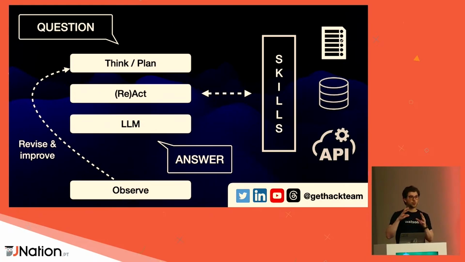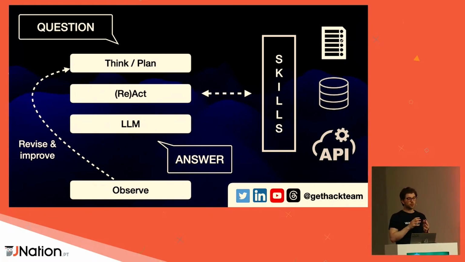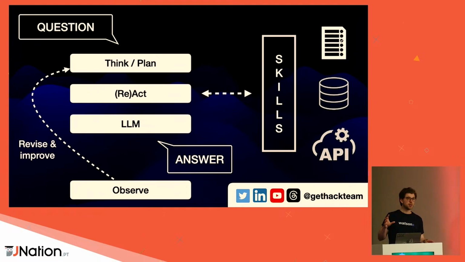And then there's also an observability part, because it's going to look at your answer and figure out what it can do better next time. So these are agents. We sometimes also call them autonomous agents, because you provide the skills, but the LLM itself is going to determine which skills it uses and in what order.